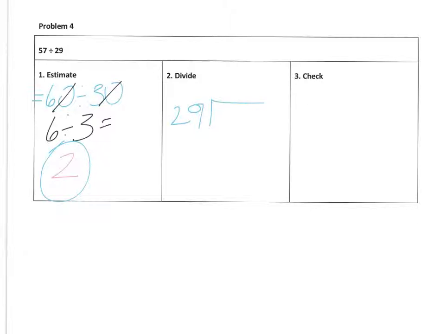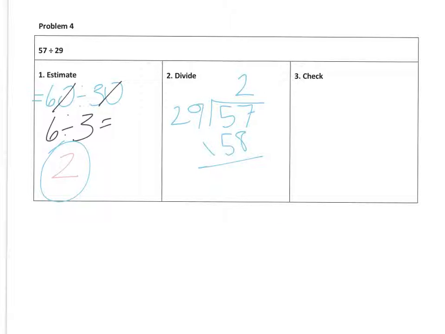All right, let's try this last problem. So we're going to estimate, we'll say 60 divided by 30, which as you know is really 6 divided by 3, which as you also know is 2. So let's give it a shot, and we're going to divide it properly. So we've got 29 going into 57. So our estimate says 2. So we did our divide. Now we multiply. 29 times 2 is 58.